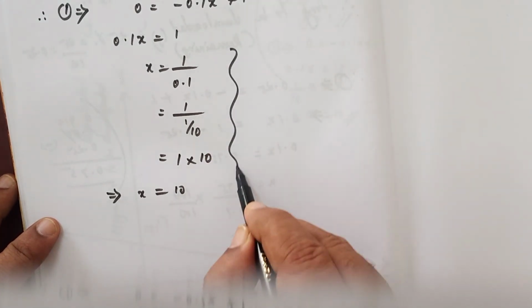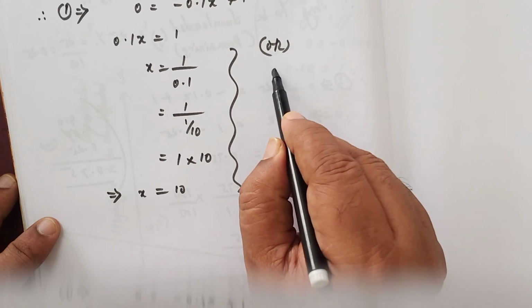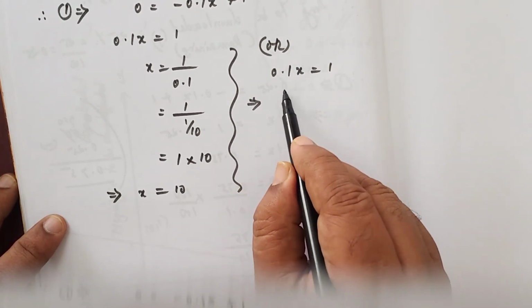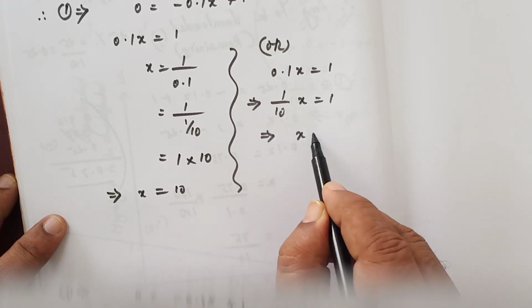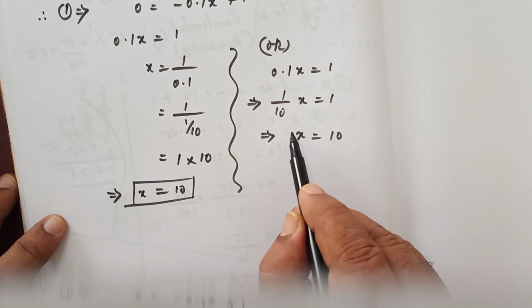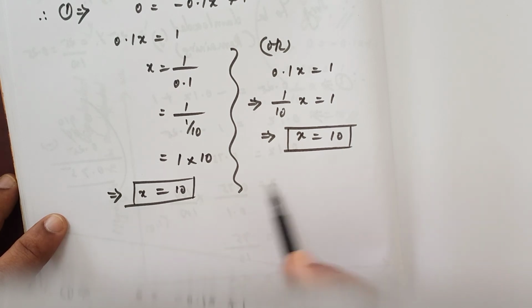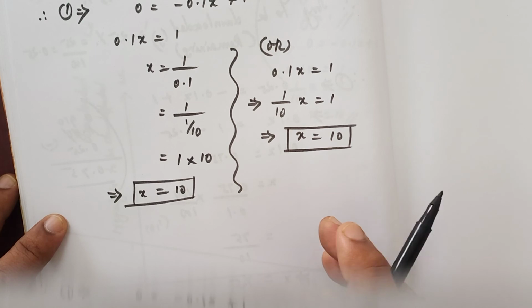Or else we can do like this, 0.1x that is equal to 1. I continue here. 0.1 can be replaced by 1 by 10. 1 by 10 into x that is equal to 1, which implies 1 into x, 10 ones are 10. You can calculate the value of x in any one of the ways, whichever is easy. I got the value of x.